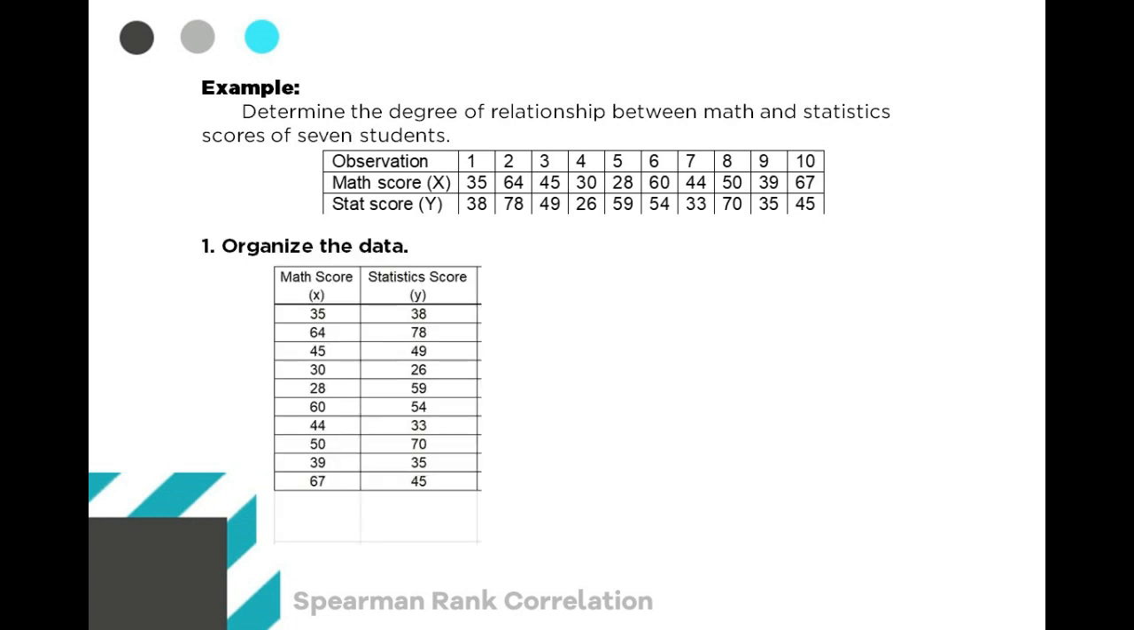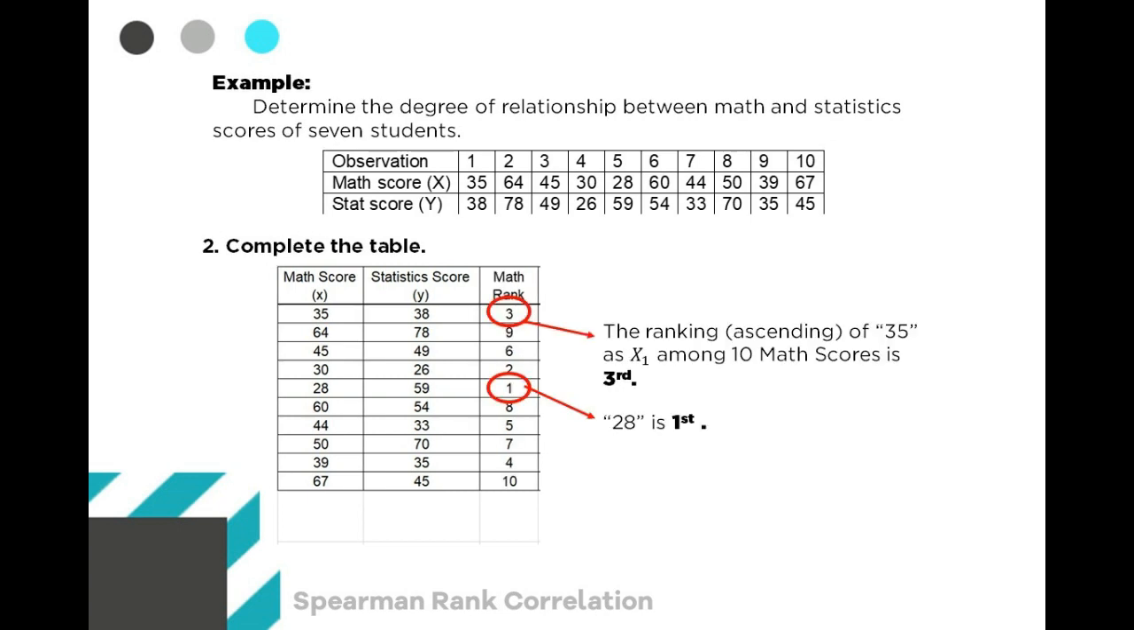Okay, so first we organize the data like this one. Then after we organize, we complete our table. So for our third column, we have the rank of our math score. So we can label it as math rank. Definitely yung first natin, which is 35 as our x sub i, this is the ranking of 35 among our 10 math scores. So that is third, while yung isa naman is first or 1. Dahil yun yung number 1 in ranking natin, we have 28 using ascending. Okay, and so on, makikita natin how we arrange math ranking.